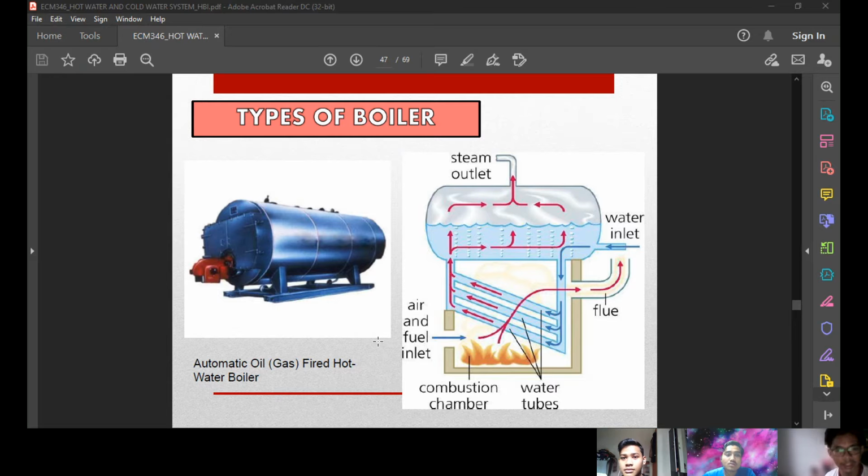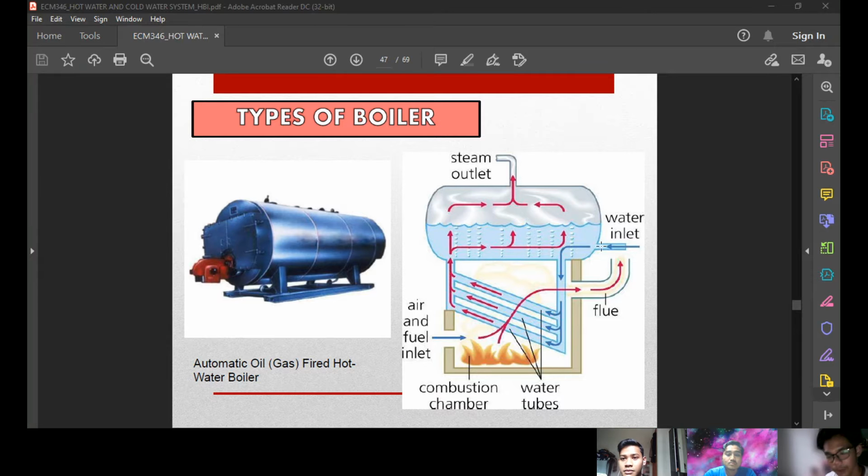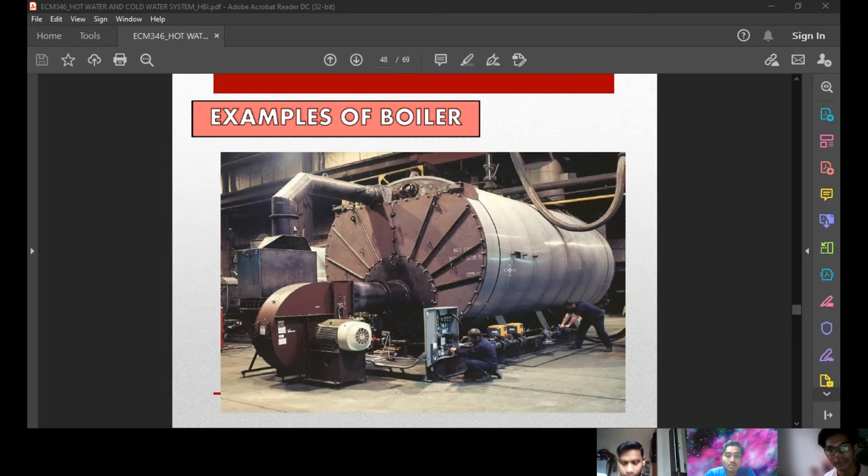This is an automatic oil gas fired hot water boiler. The air and fuel inlet are here, and there is combustion here, and there is the water inlet, where the water flows inside the tank, and it will go here and here, and the hot water will be here, and there is a steam outlet. This is an example of a boiler.